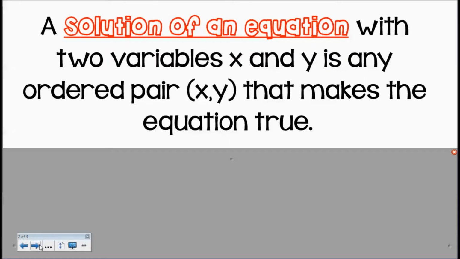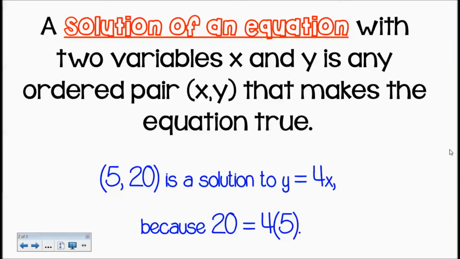Remember last lesson we looked at the solution of an equation with one variable. Here we're having 2 variables. So a solution of an equation with 2 variables, x and y, is any ordered pair. So think graphs. The x shows you left to right where to go on that coordinate plane. The y value shows up and down how far to go. You have that ordered pair, and what it does is it makes that equation true.